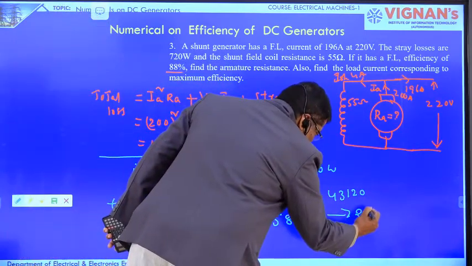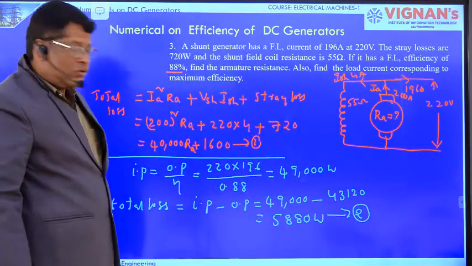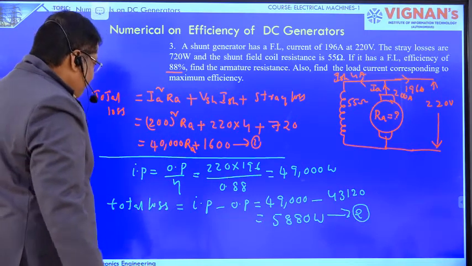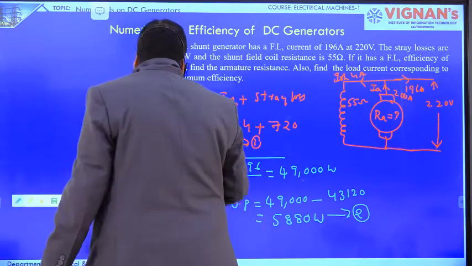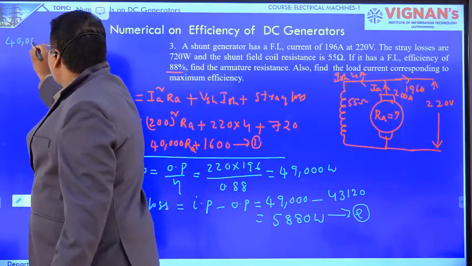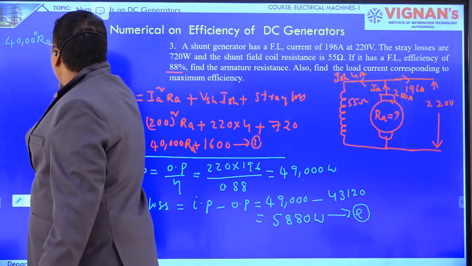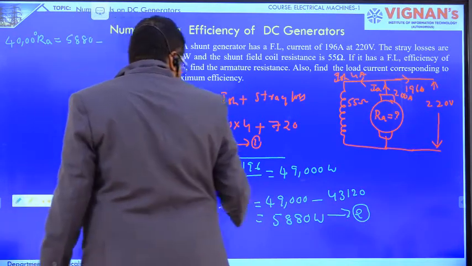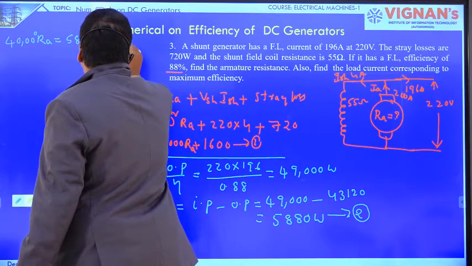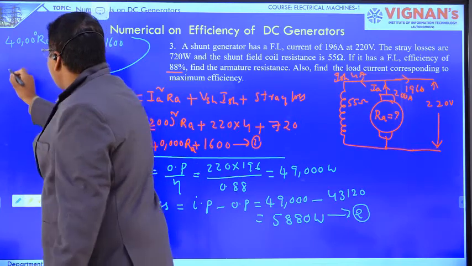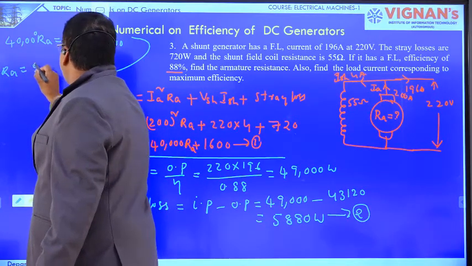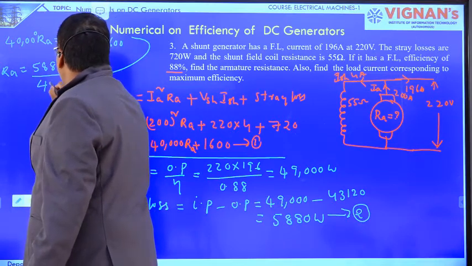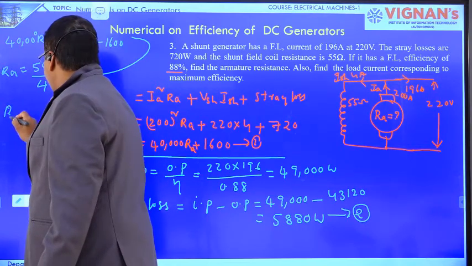Take the equation 2. Equation 1 equal to equation 2. So 40,000 RA equals 5880 minus 1600, divided by 40,000. Now we are getting the value of RA.